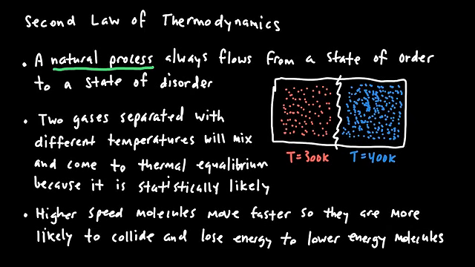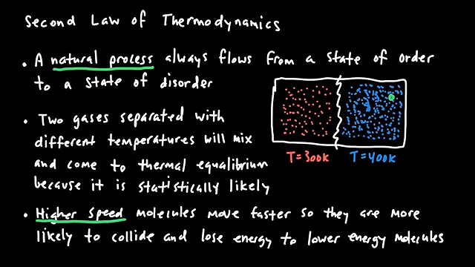And that's just because it's statistically likely that they mix. And it's not entirely random: the molecules that have a higher speed are going to be moving faster, and if those are moving faster, then they're more likely to collide with other particles. And if they're more likely to collide with other particles, then there's more likelihood that they will lose some energy to those particles in those collisions. In doing so, they're transferring some of their own energy to the lower energy particles.